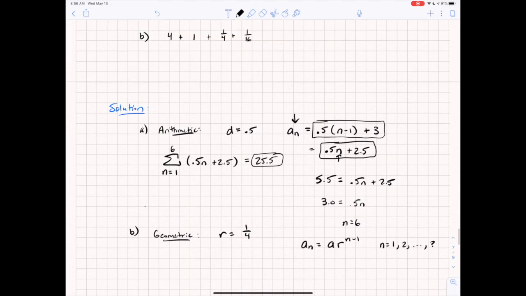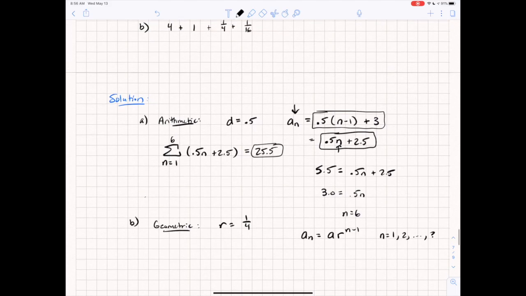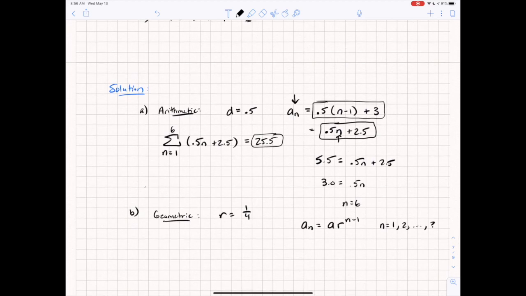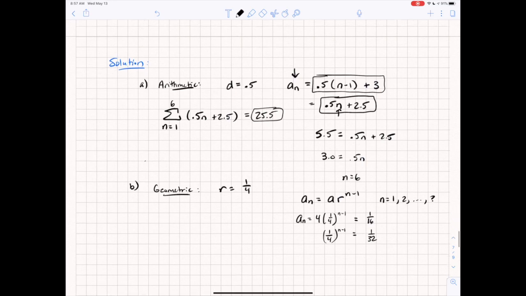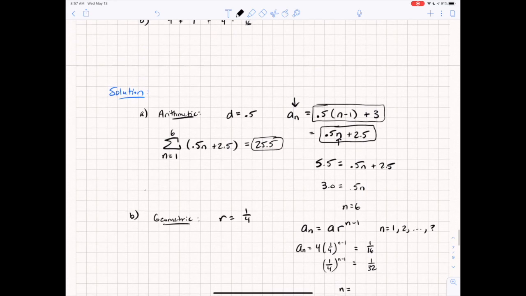Now again, we could count, but just to show you how we could solve for something like that, a is the first term, so a is equal to 4. My r is 1/4, and the exponent is n minus 1. We could solve for n by setting this equal to 1/16. So I get (1/4) to the n minus 1 is equal to, dividing by 4, 1/32. Then we can use our exponent rules to solve and say that n is equal to 4 here.